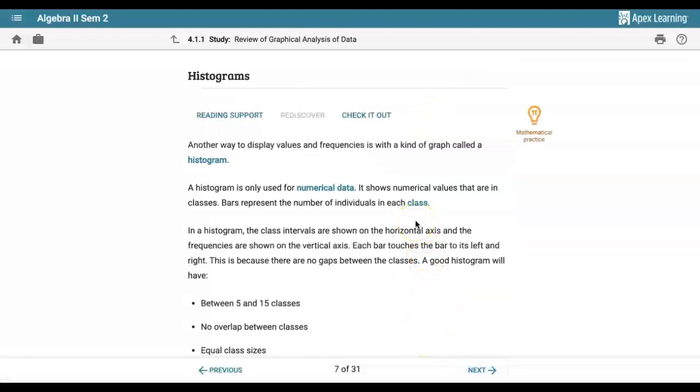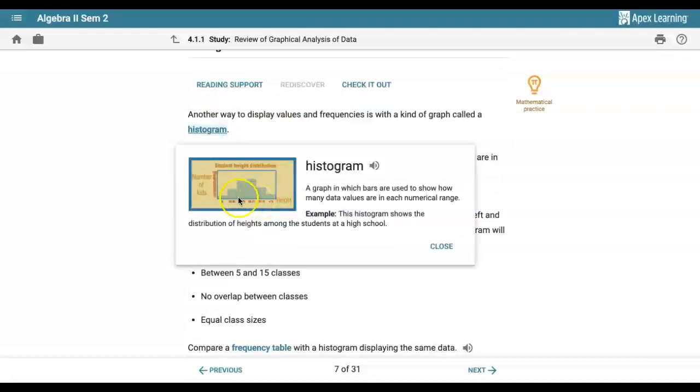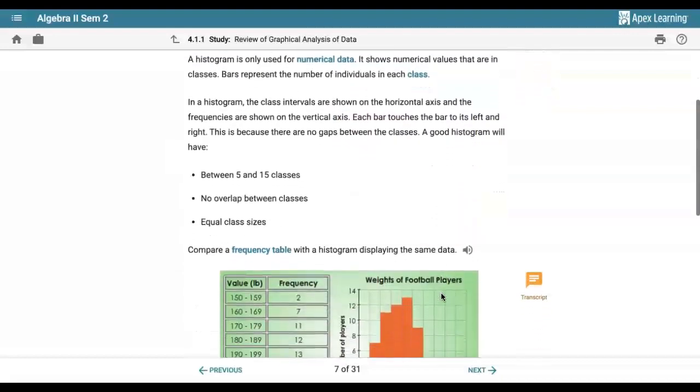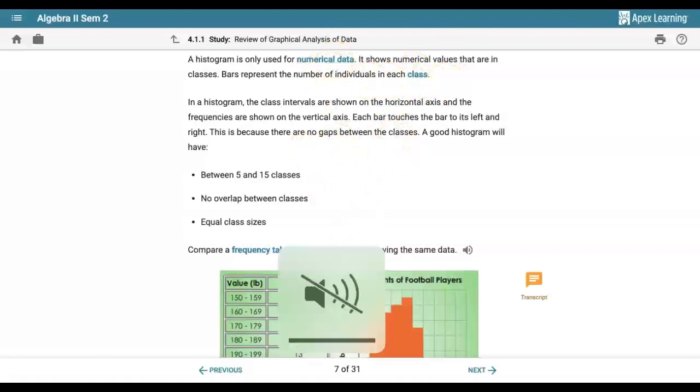Another way that we were introduced to a couple slides ago to display values and frequencies is through the thing called a histogram. Taking a look at that histogram, it was those different boxes, used to show the frequency of our different groups. A key point here is it only uses numerical data and it shows the y values in terms of classes. And this numerical data then makes a bar graph.